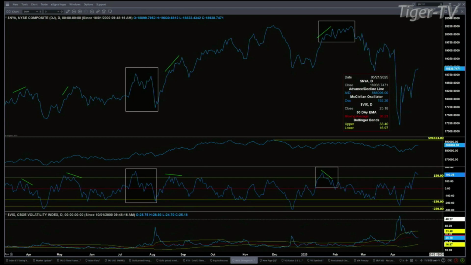Now, there's two different ways that an overbought condition tends to get worked off. The first way is the one on the very left-hand side, where we've got this left rectangle out here. The top portion shows price, the bottom portion shows the advanced decline oscillator.